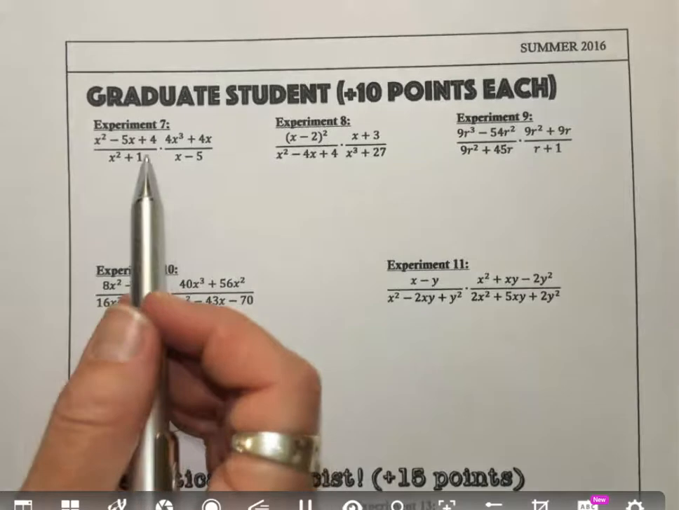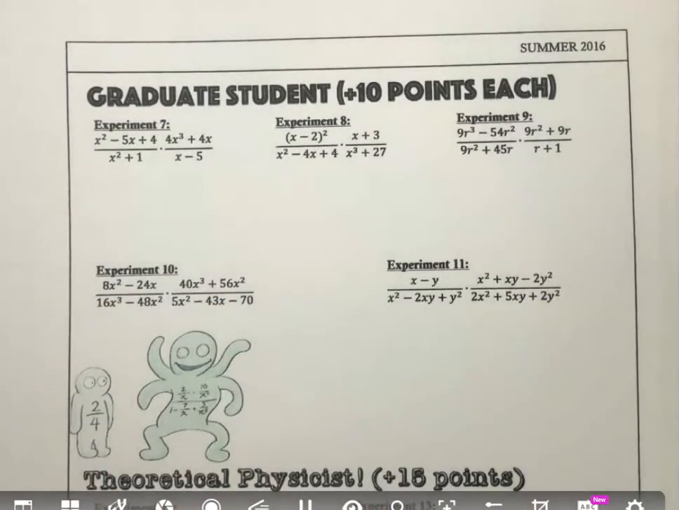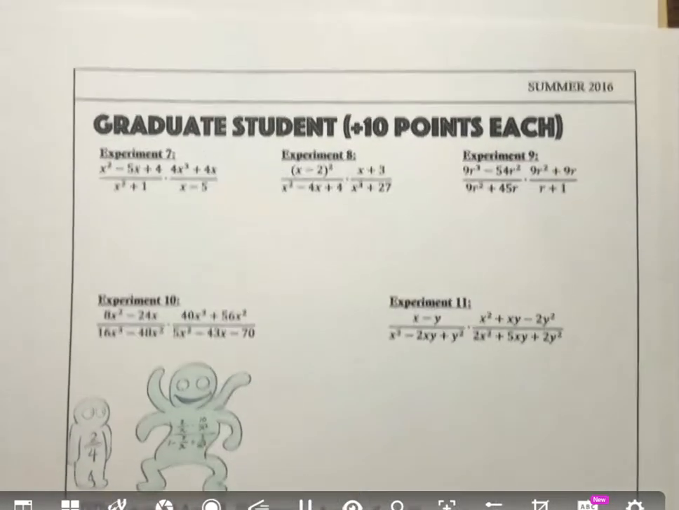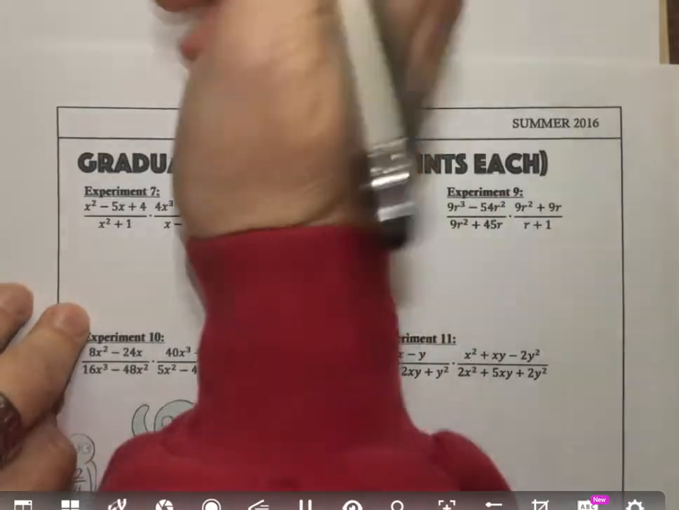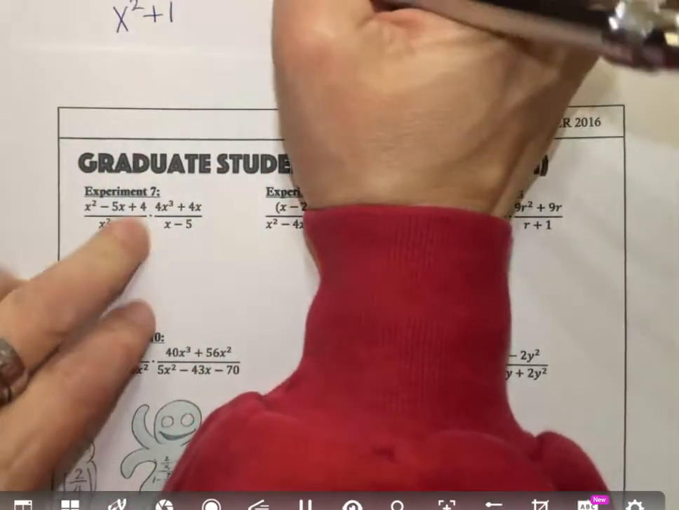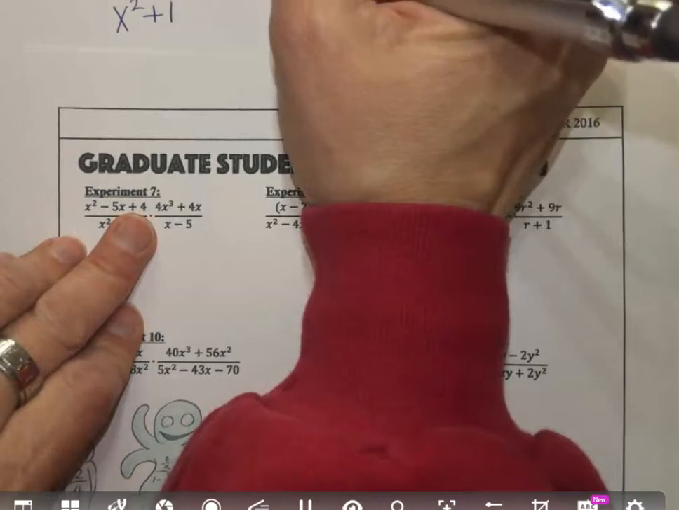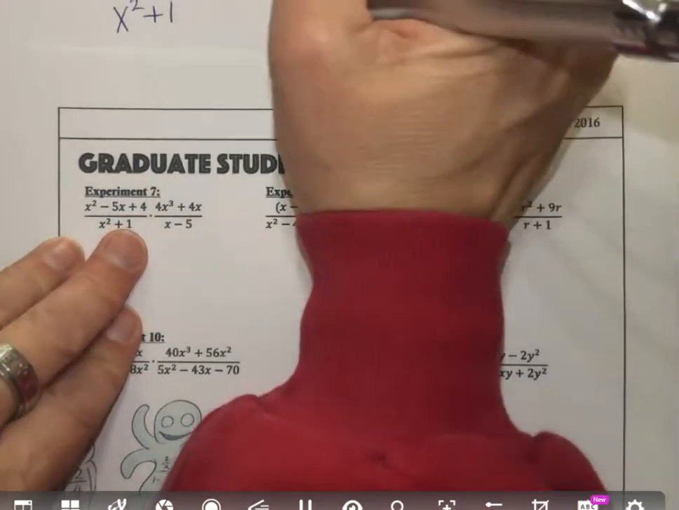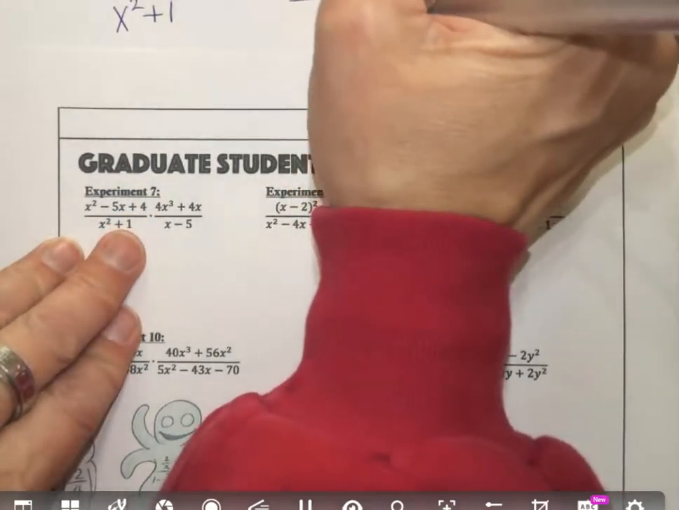All right, so let's look at another example here. Let's look at example number 7. I'm going to write that on another piece of paper as well, so we have a little bit more room. So I have x squared minus 5x plus 4 divided by x squared plus 1. And I'm multiplying that by 4x cubed plus 4x over x minus 5.